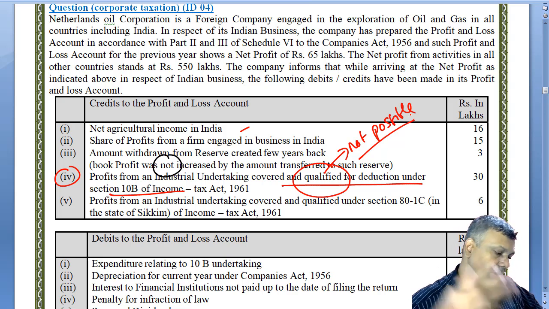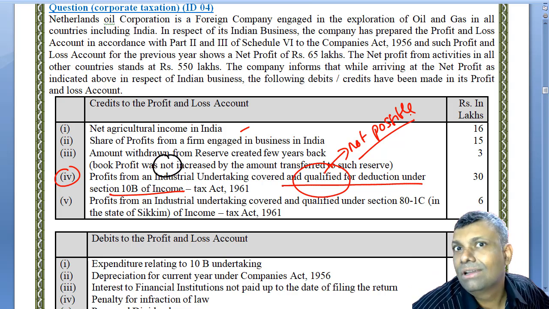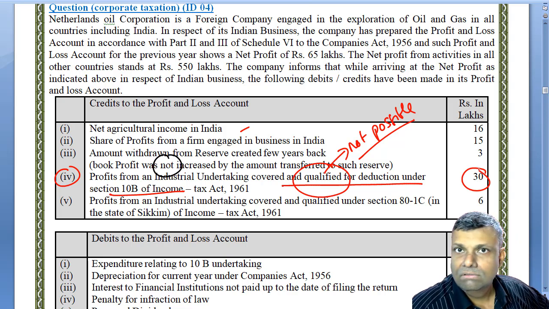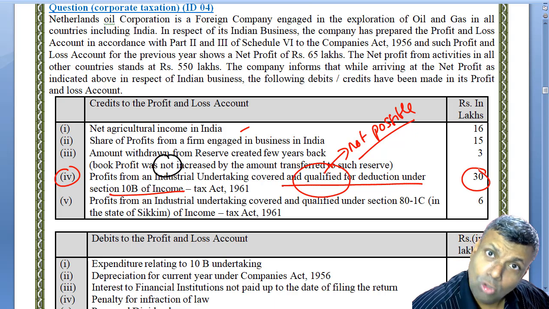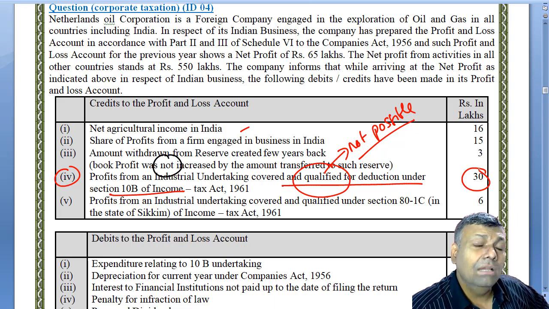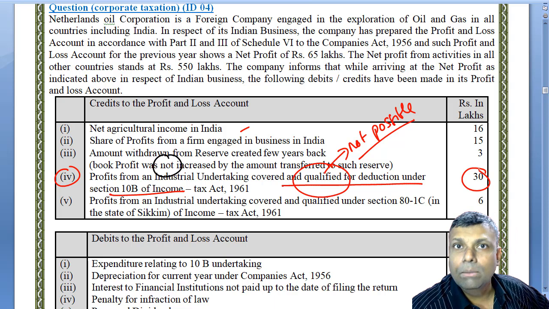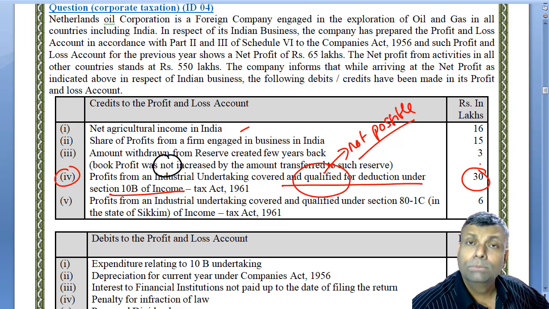The question printed that profit from industrial undertaking approved and all that, but that section is no longer there now. Okay. So you're not supposed to give any benefit under the normal provisions. But right now, friends, what we are doing is a book profit calculation. Now, in the book profit calculation, only section 10 is given the benefit. 10AA, 10A, 10B, etc. kind of provisions are not given any benefits under the MAT provisions.